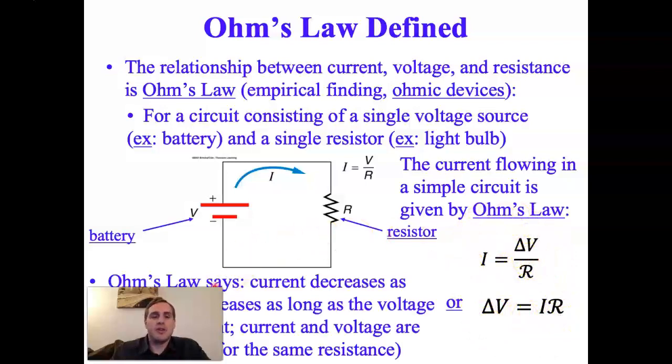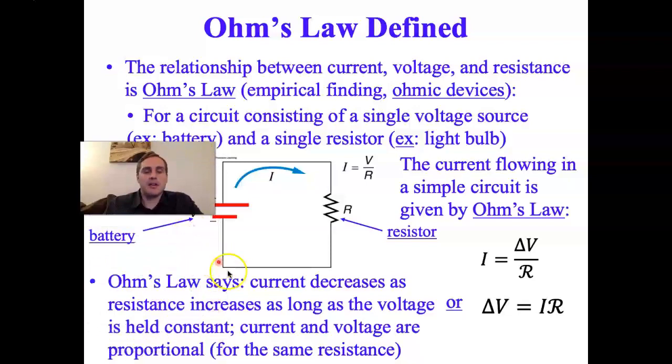So we say the following, that current decreases as the resistance increases for a constant voltage. Now that should make sense to you. If you have greater resistance to charge flow, then you should have a smaller current, and that's because you have the same voltage. But current and voltage are directly proportional.